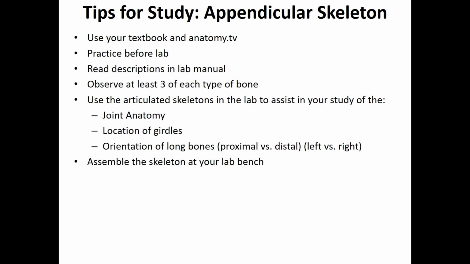Once you've done this, take it back to your table and using your textbook, actually learn the bone markings that are there. As a last component to studying, see if you and your lab group can work together to assemble parts of the skeleton at your lab bench. See how much you can build, and this is going to help you understand both the individual anatomy of the bones and the joints where the bones have articulated.